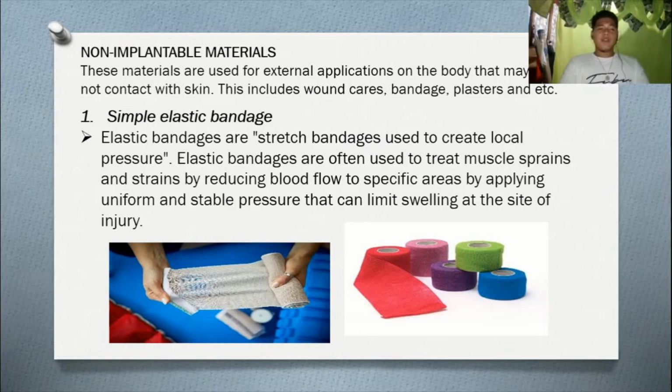The first example for this is the simple elastic bandage. Elastic bandages are stretch bandages used to create local pressure. Elastic bandages are often used to treat muscle sprains and strains by reducing blood flow to specific areas, applying uniform and stable pressure that can limit swelling at the site of the injury.